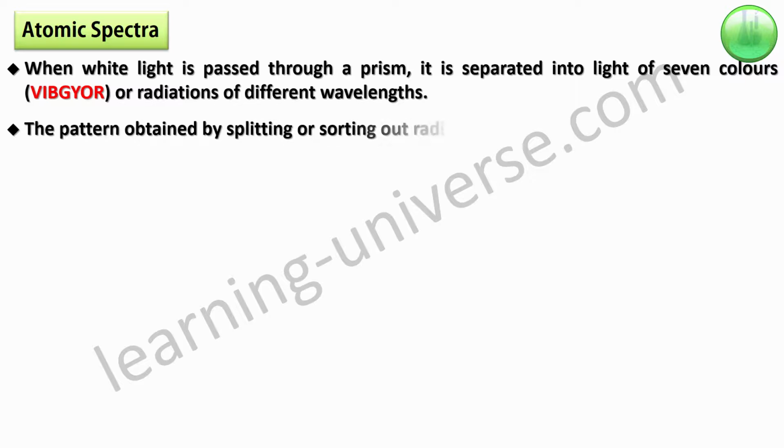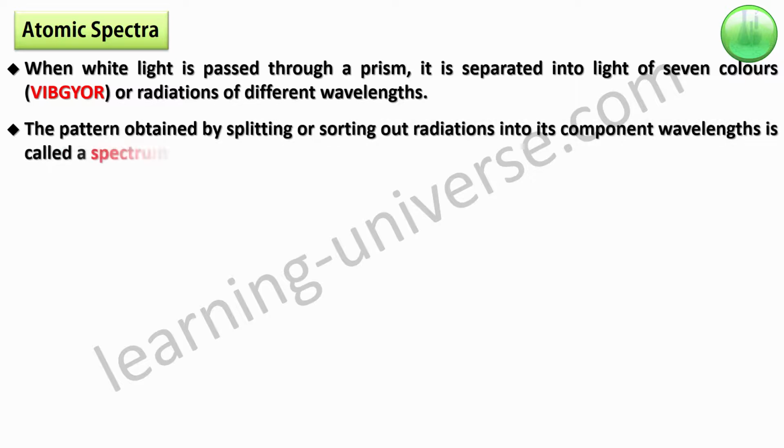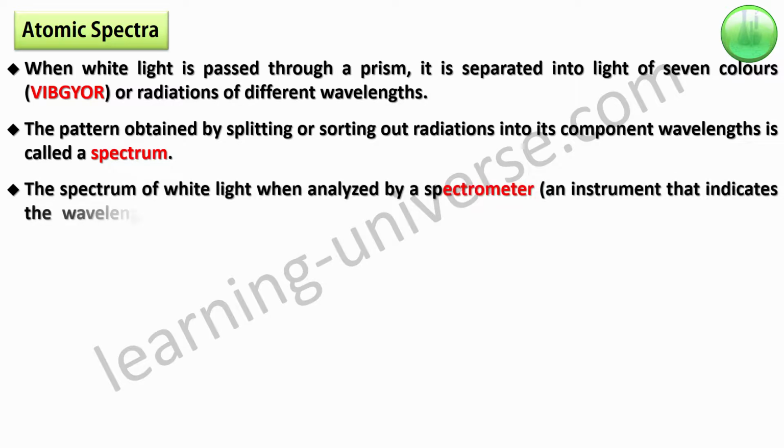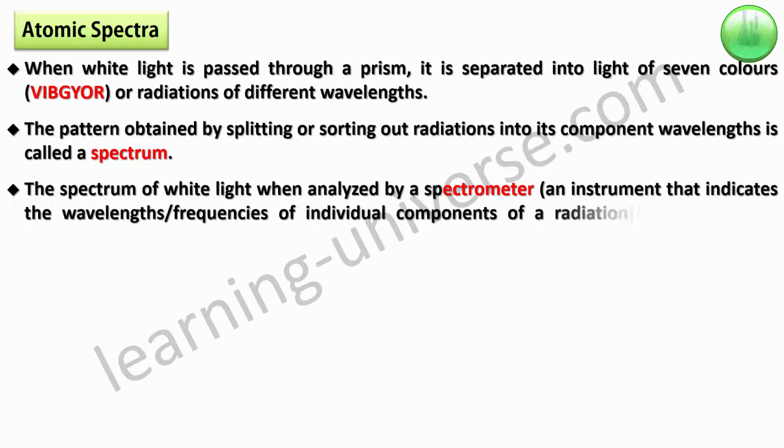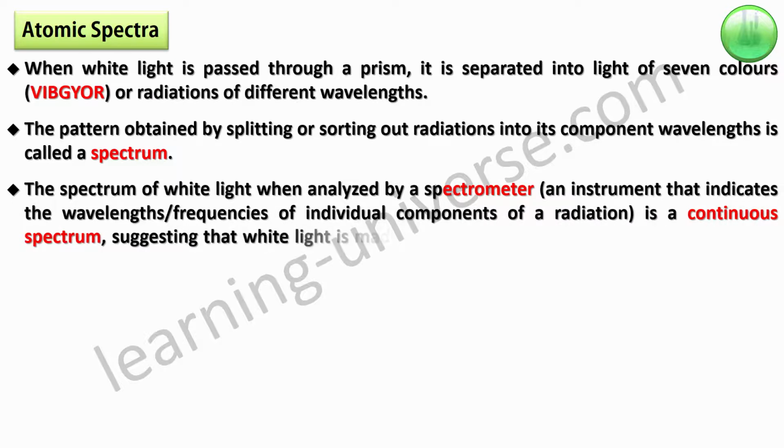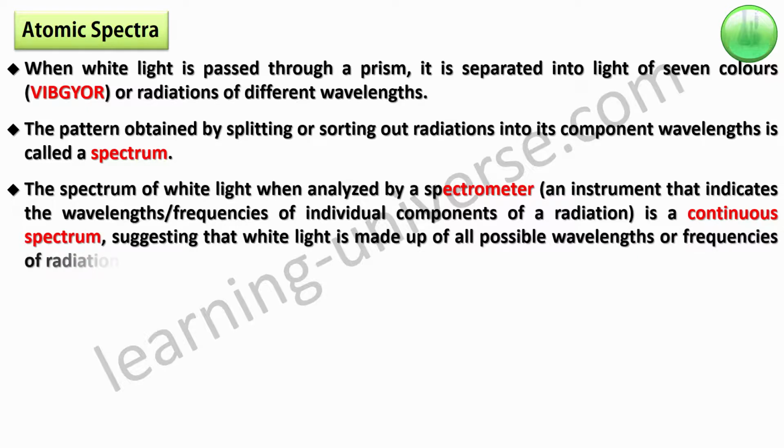The pattern obtained by splitting or sorting out the radiation into its component wavelengths is called a spectrum. So spectrum means when we separate these colors and study which particular color corresponds to which particular wavelength. And of course, we are not only looking at colors, we are even talking about the invisible region. But right now, let's focus on the visible part. The spectrum of white light, when analyzed by a spectrometer, which is an instrument that indicates the wavelengths and frequencies of individual components of a radiation, is a continuous spectrum, suggesting that white light is made up of all possible wavelengths or frequencies of radiations.